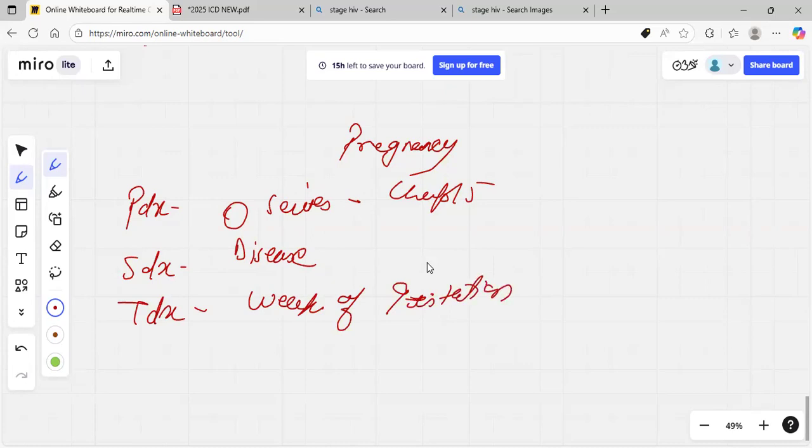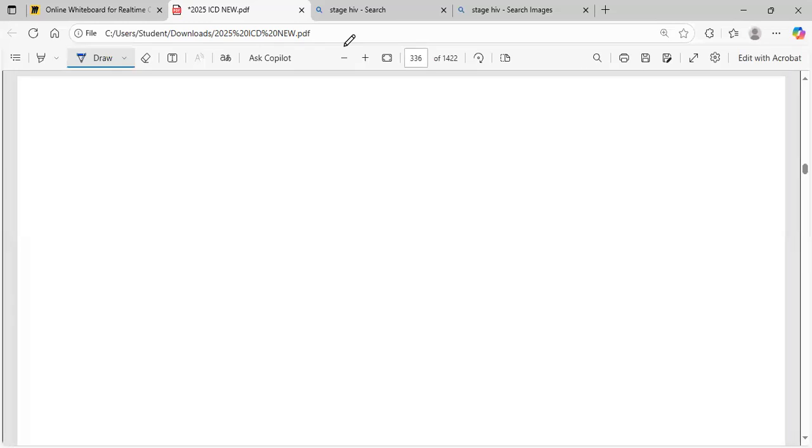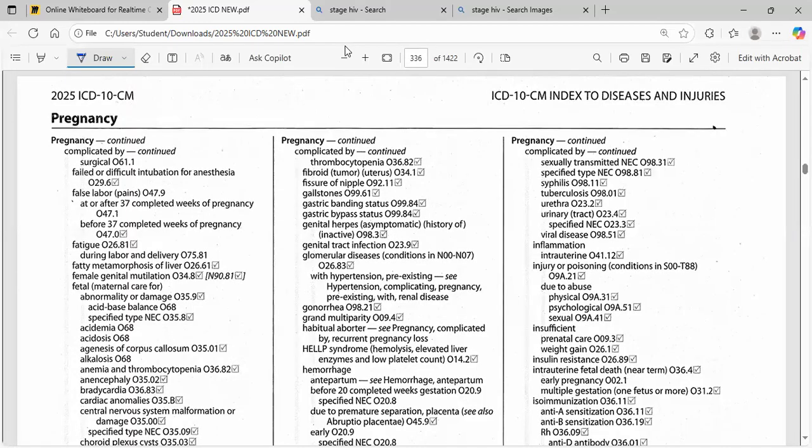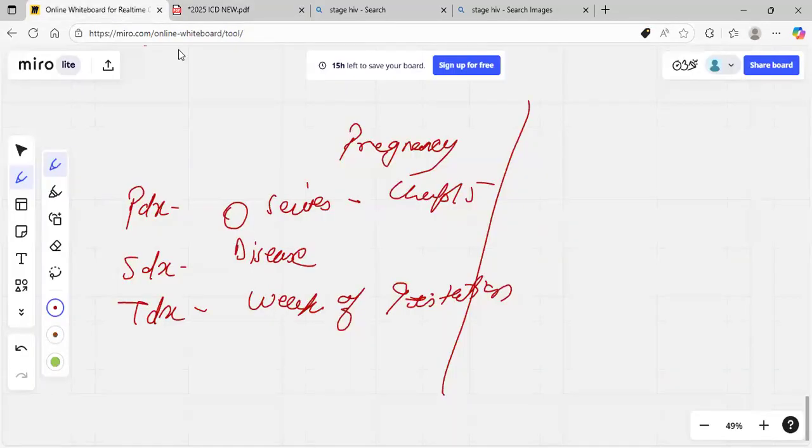Let's take an example. Let's say a lady is pregnant and now suffering with HIV during pregnancy. What do you have to do? First, you refer to pregnancy in the index. Under pregnancy, you will look for the diagnosis or condition the patient has. Let's say the patient has HIV, so under pregnancy you will look for HIV. You can see here we have the code O98.71.